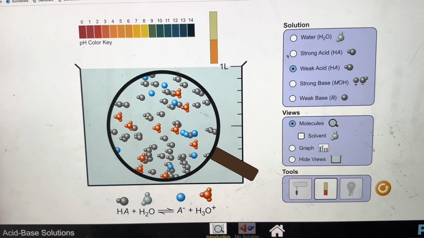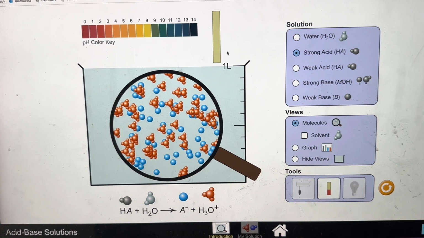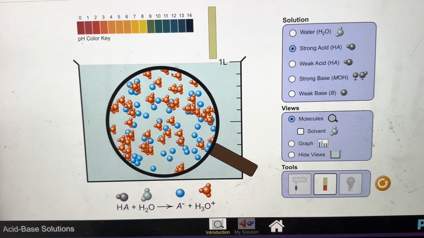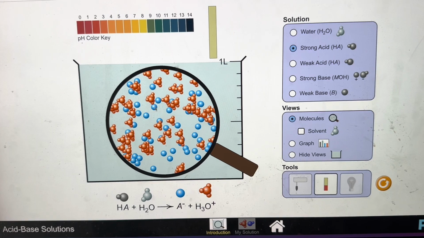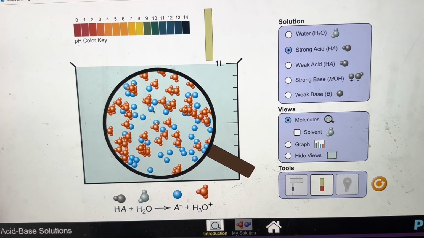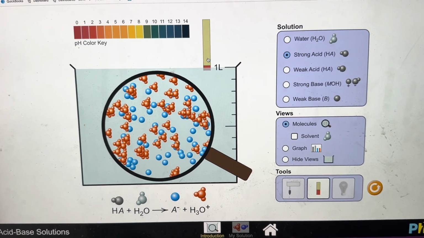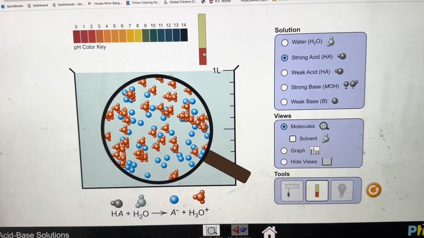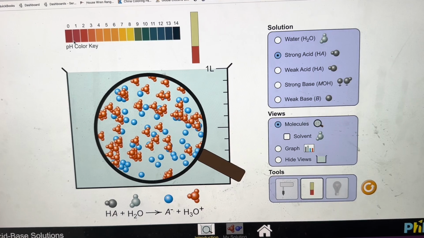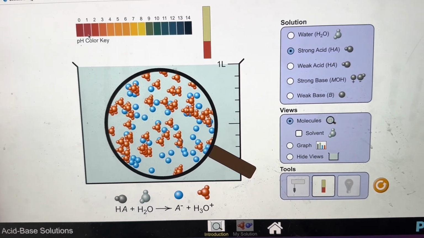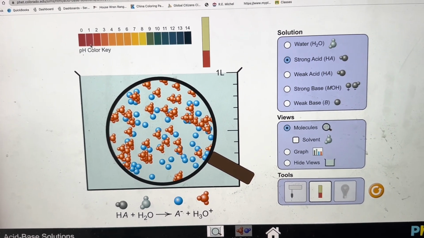Let's see what happens if we pick the strong acid. We've got way more of our leftover, whatever's left after the acid donates its H+, the negative ion there. We're going to dip it in and ooh, we see that dark red color. Its pH is closer to 0 because most of that acid has disassociated and donated its hydrogen ions.